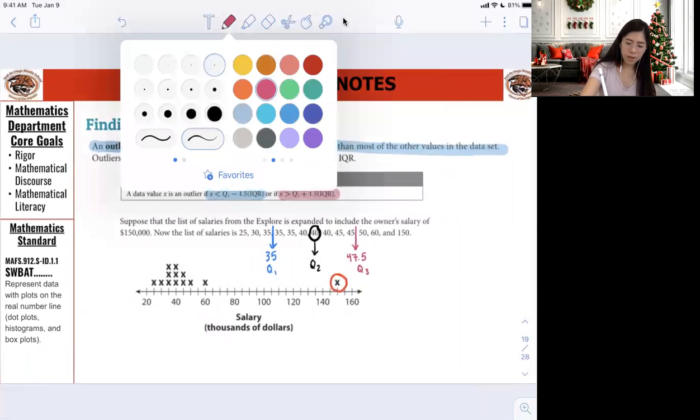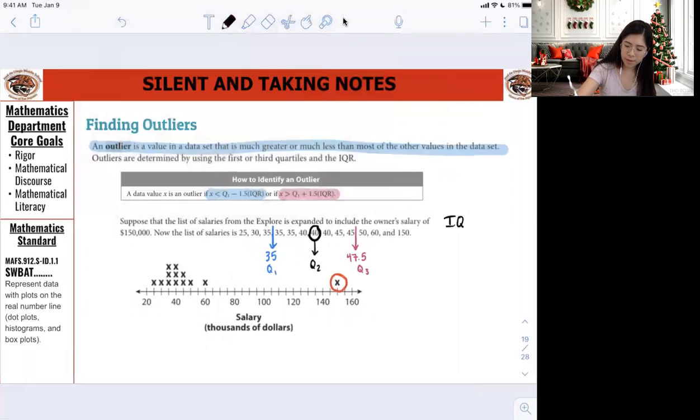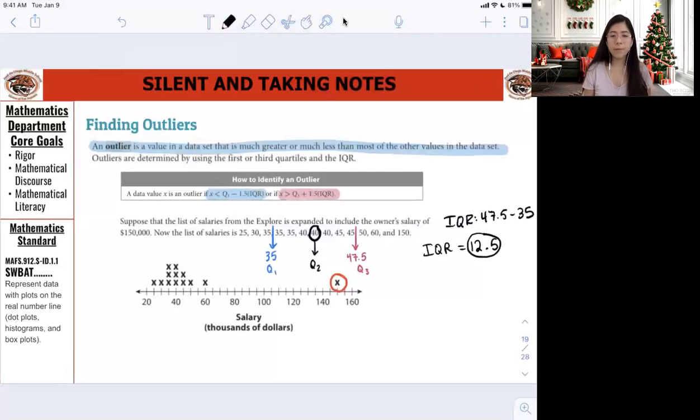Okay. So now I can do my IQR. IQR is going to be 47.5 minus 35. What do we get? 12.5. Cool. All right. So now I can figure out whether 150 is or is not a true outlier. So first I need to know Q3. Let's take a look.